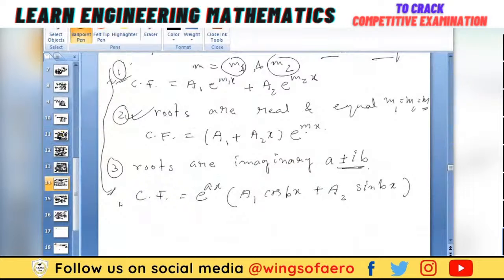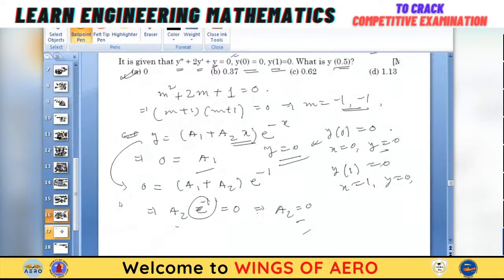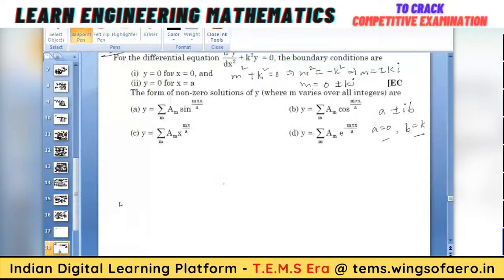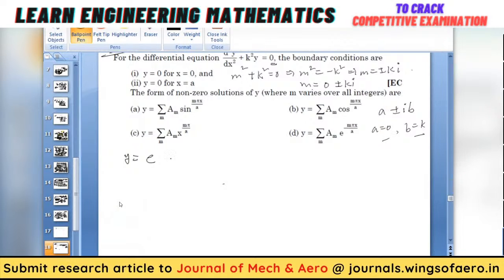Yes, go to the rules. Imaginary rules: y = e^(ax)(a1 cos bx + a2 sin bx). Since the right-hand side is 0, the CF will be the answer. So y equals e to the power ax, and here a is 0, so e to the power 0 times x becomes 1.